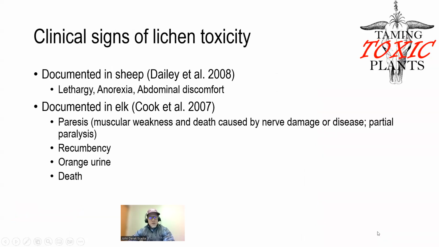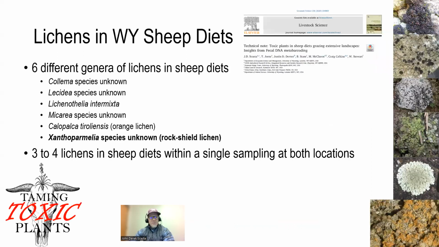Now, in terms of clinical signs of lichen toxicity in sheep, this is going to include lethargic behavior, anorexia, and abdominal discomfort. In elk, it's going to include what we call paresis. This is essentially a partial paralysis and muscular weakness due to nerve damage and or disease, and it can cause death. These animals also become recumbent, unable to stand. Their urine becomes orange or red, and ultimately these animals can die.